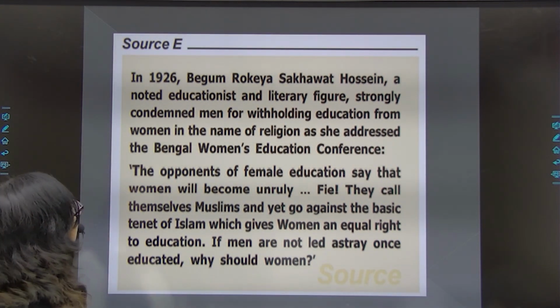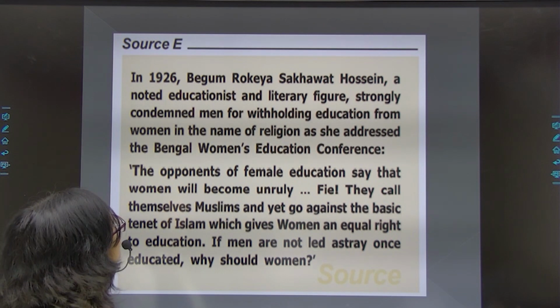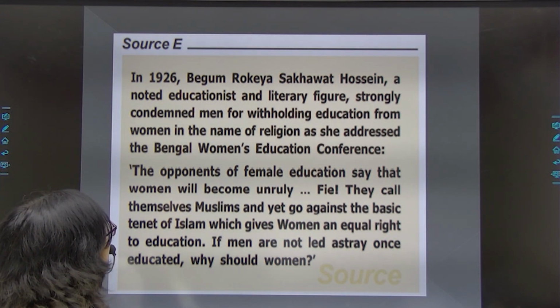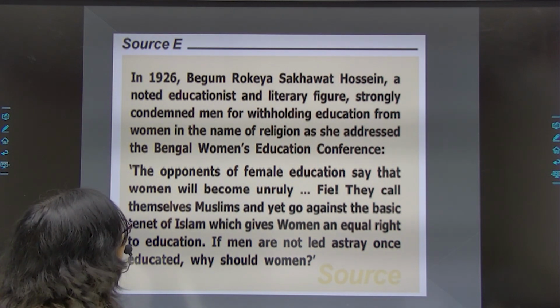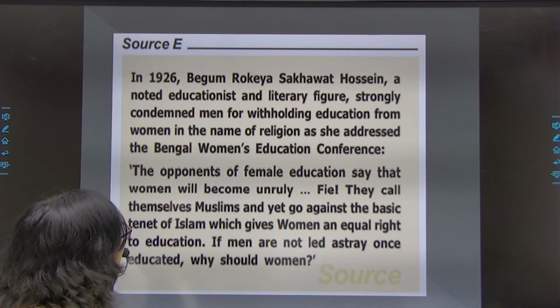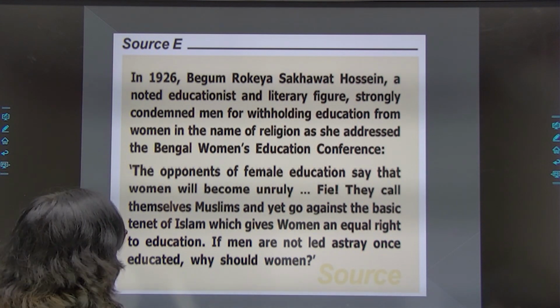You can see here, in 1926 Begum Ruqayya Sakhawat Hussain, an educationist and literary figure, strongly condemned men for withholding education from women in the name of religion, as she addressed the Bengal Women's Education Conference.